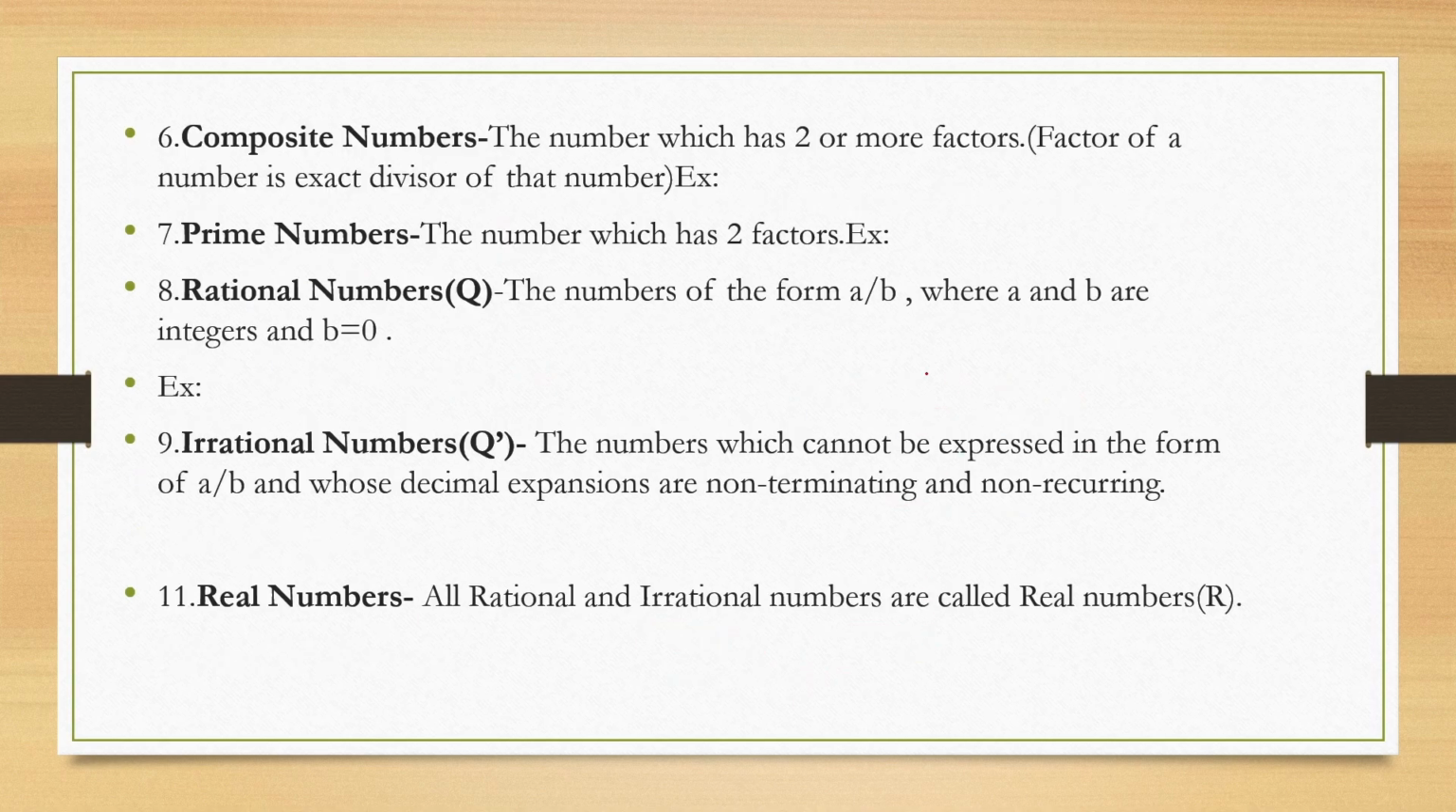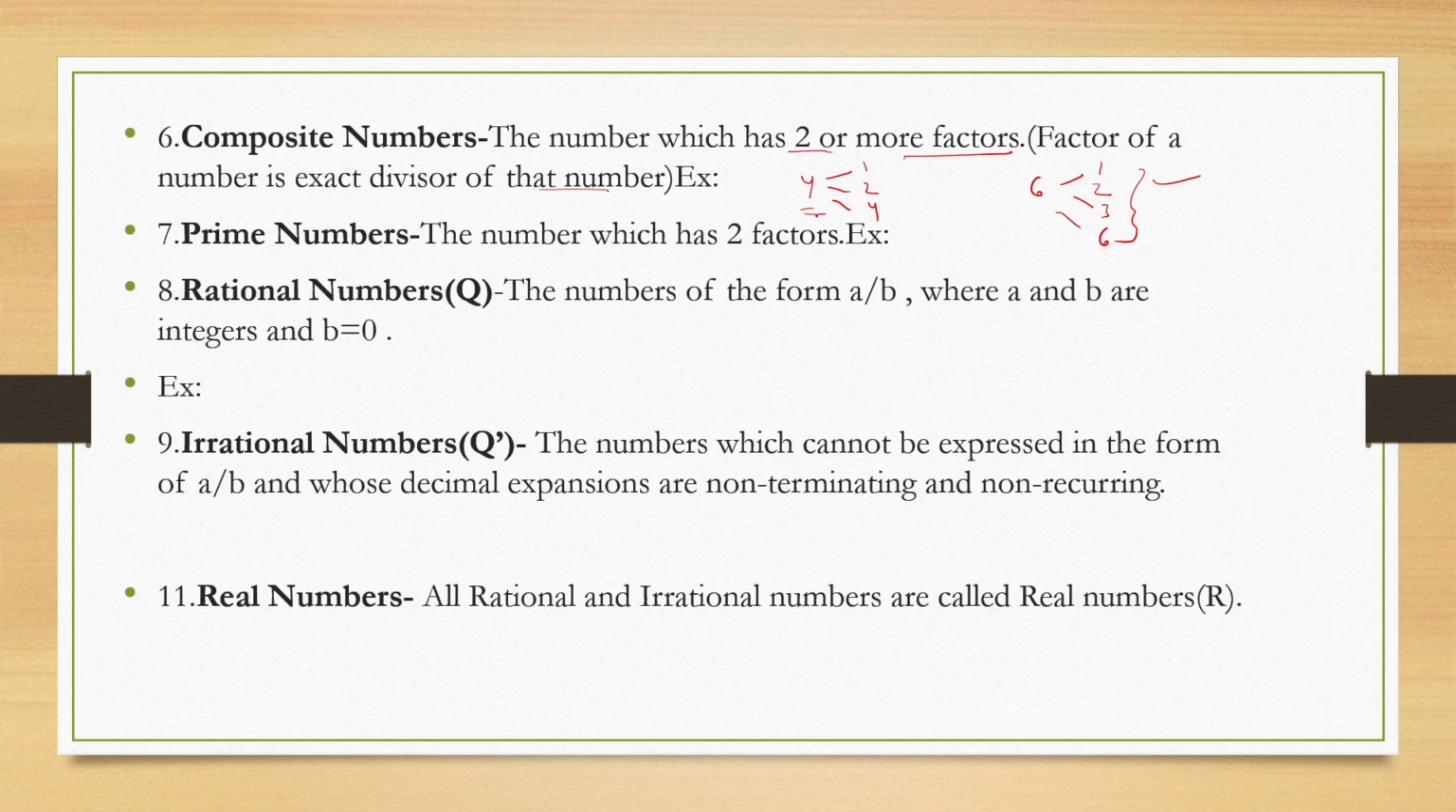The next one is the composite number, the number which has two or more factors. A factor of a number is an exact divisor of that number. So suppose I have 4. So 4 is a composite number, its factors are 1, 2 and 4. So that is an example of a composite number. 6 is again an example of a composite number. 1, 2, 3, 6 are all the factors of this composite number. So those are called composite numbers.